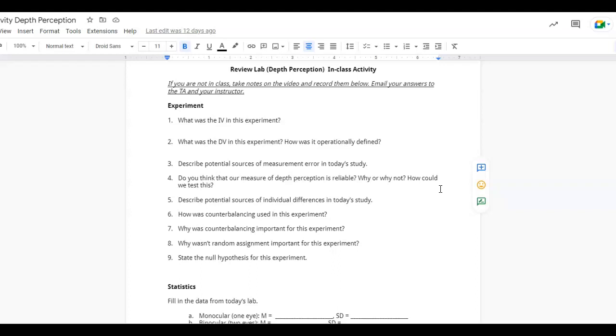do the task. Our dependent variable is depth perception, and we operationally defined it as the total distance between the two bars in millimeters over 3 trials. So we're going to add up the distances between those bars on all 3 trials.